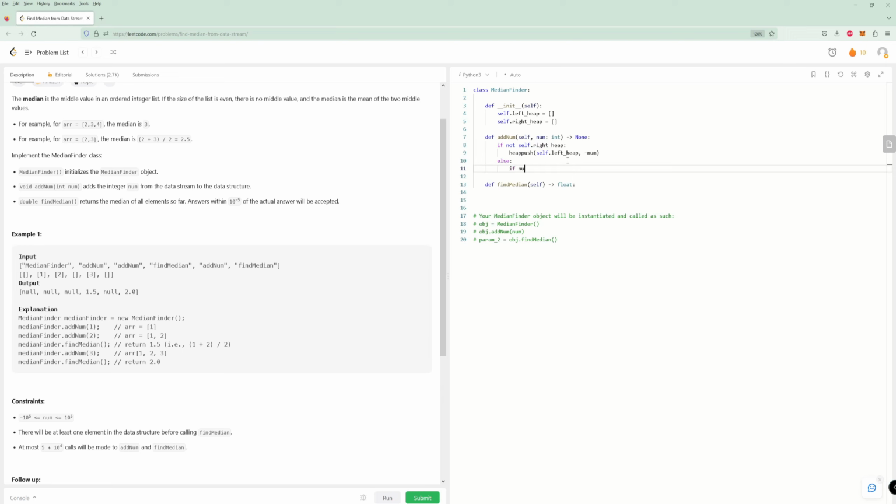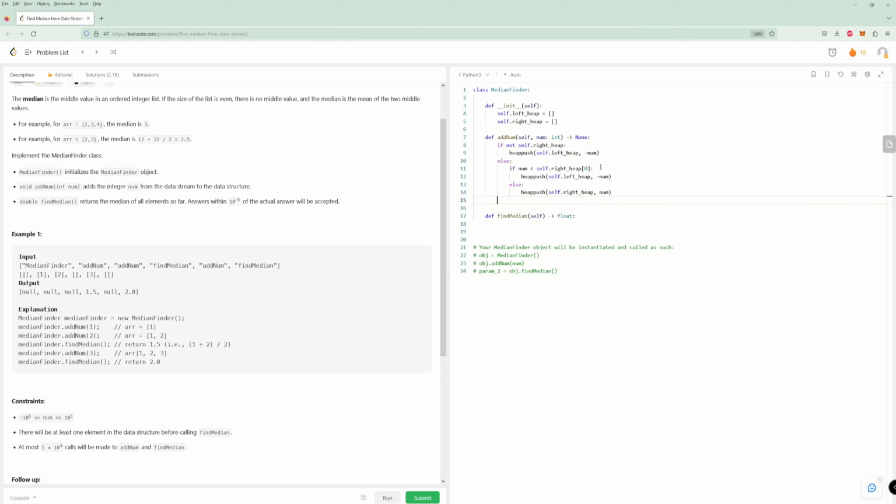So if num is less than self.right heap 0, so if num is less than the smallest number in the right heap, then we push it to the left, right? So let's heap push self.left heap, remember negative. Else we push it to the right heap. And this is going to be positive.